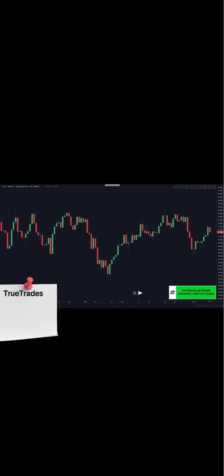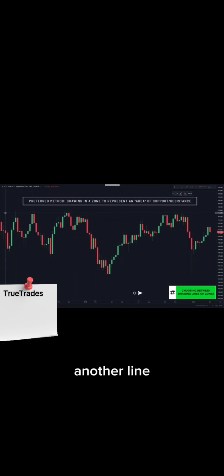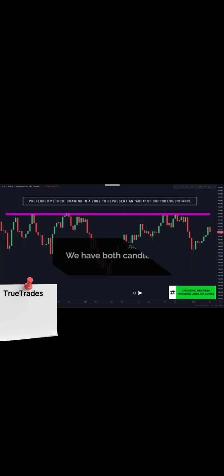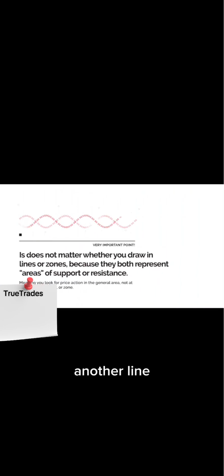As possible. So this brings us to our preferred method, which is drawing in zones like this. This way, it accommodates for the entire area, encompassing both candle closes and wicks. Now, here's the most important point, and make sure you remember this. It doesn't matter whether you draw in lines or zones. Either one works, because you still treat these lines and zones of support and resistance as areas, meaning you are looking for price action to occur in the general area, not at a solid number, line, or zone.